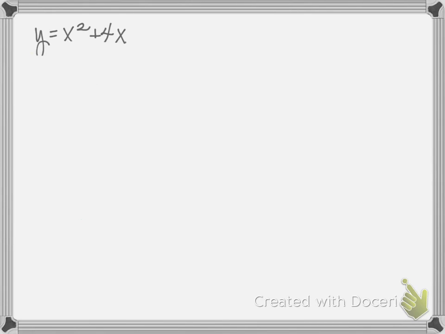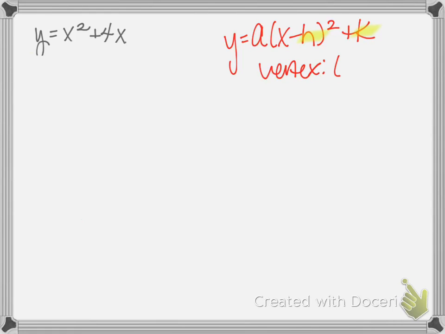Like in the previous example, all we did was find what C was. And the purpose of doing that is so that we can create something called vertex form. Vertex form is when you have y equals a(x minus h) squared plus k. And (h, k) is your vertex. And then your axis of symmetry is always going to be the first number of your vertex.